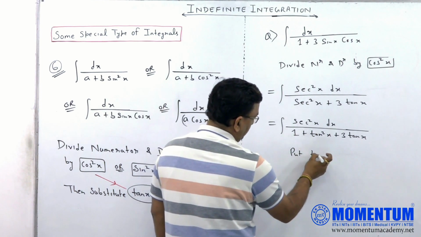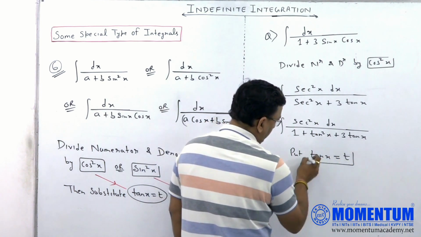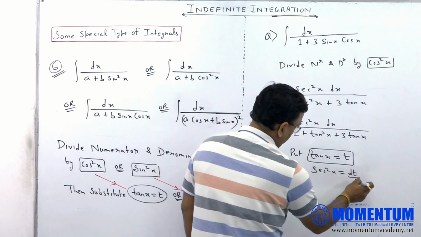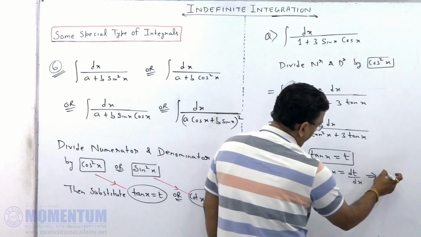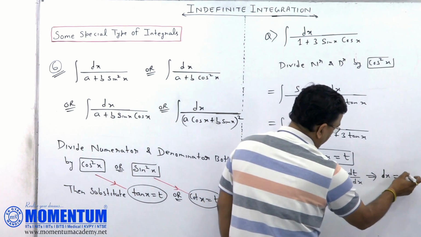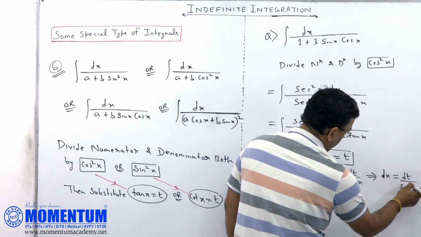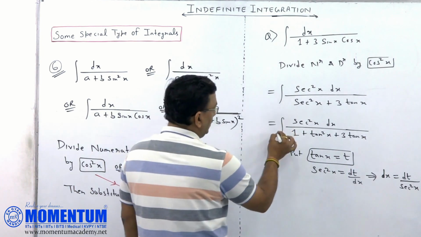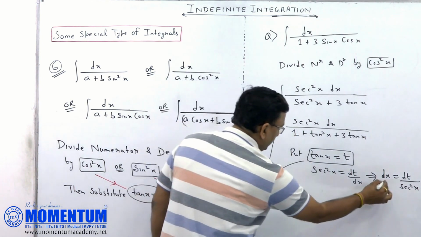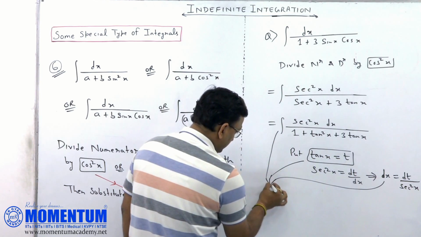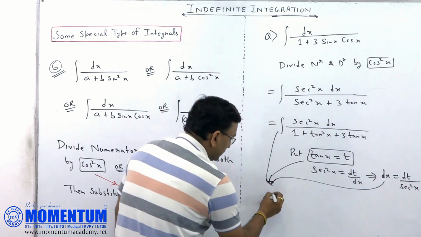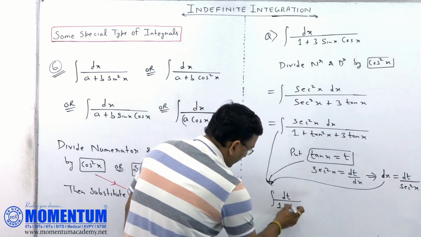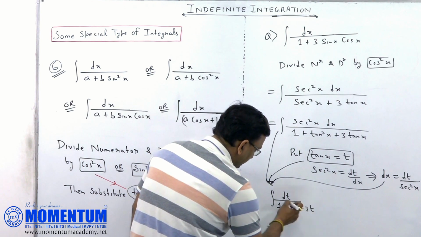Now we will substitute tan of x equal to t. So, sec square x is equal to dt by dx. It implies that dx is equal to dt upon sec square. Now, integral substitution and the value of dx will give integration of 1 upon 1 plus t square plus 3t.